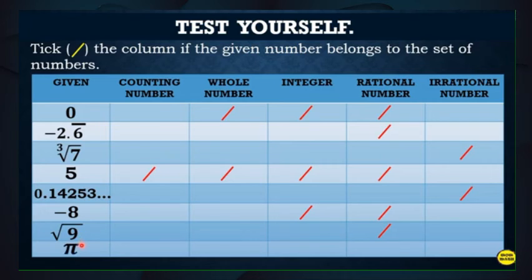So, pi is approximately 3.14, no? And that is an example of non-terminating and non-repeating decimal. So, that is under irrational number.